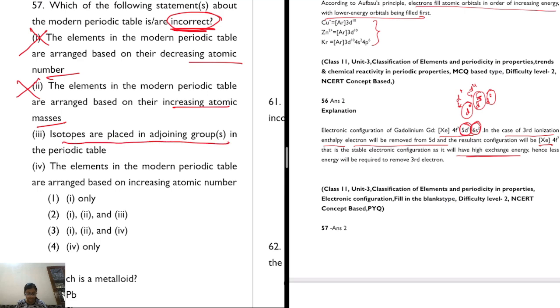Isotopes are placed in adjoining groups. No, they have the same atomic number. So this is correct. So first, second, and third would be the answer. These are the incorrect statements. Okay.